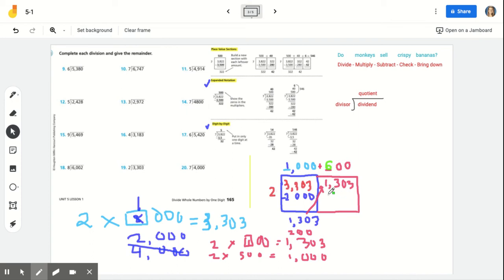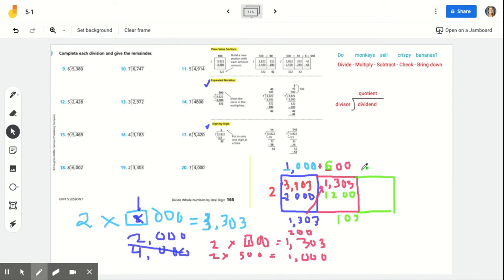600 times 2 is 12 plus 2 zeros, 1,200. And we're going to subtract now. What's 1,303 minus 1,200? 103. Great job. Let's add on another box. We have a new place value now. We took care of the thousands, the hundreds. The next place value is the tens.